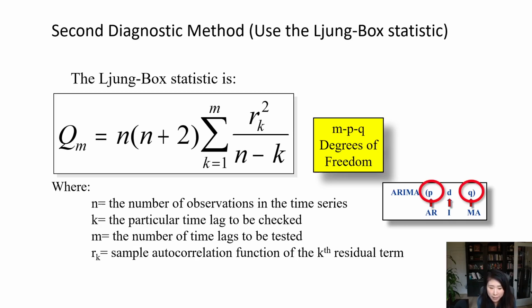How about a monthly seasonality? Every month you have different patterns, but they repeat every year. In that case, m will equal 12 times 4, which gives us 48. So m is the number of time lags to be tested, and rk is the sample autocorrelation function of the kth residual term. Like I said, in this class we're focusing on practically how we get results, so you don't have to understand every component here. But this is the statistic ForecastX will use to calculate the Ljung-Box statistic, and we are able to see the result directly from the ForecastX audit report.